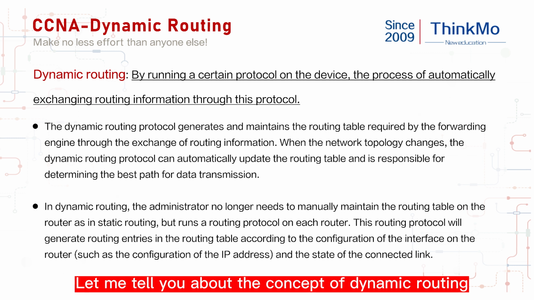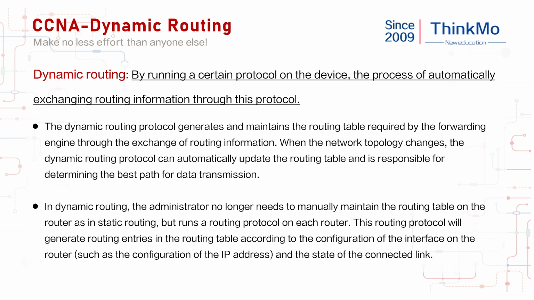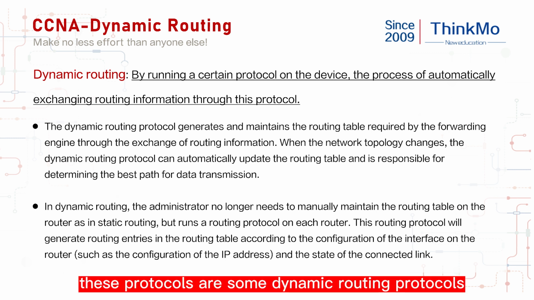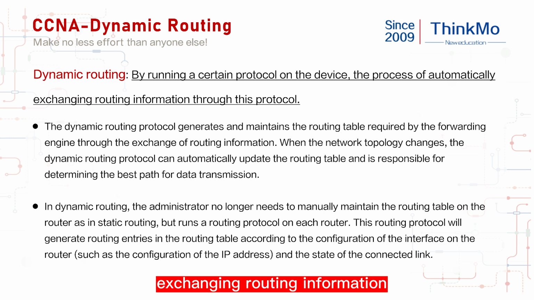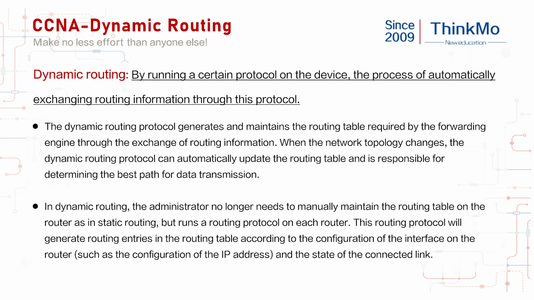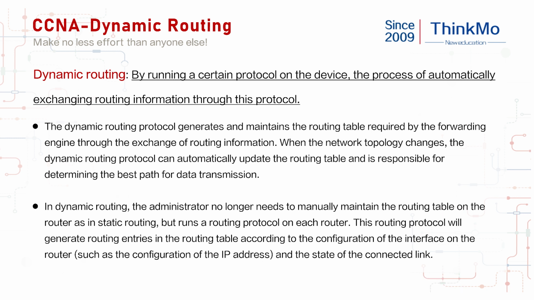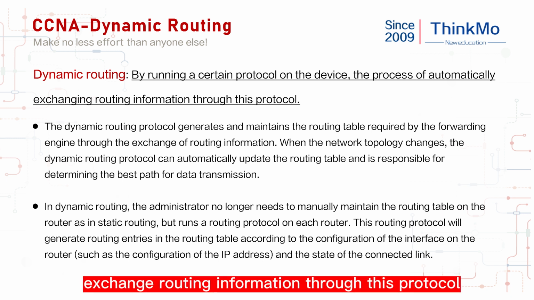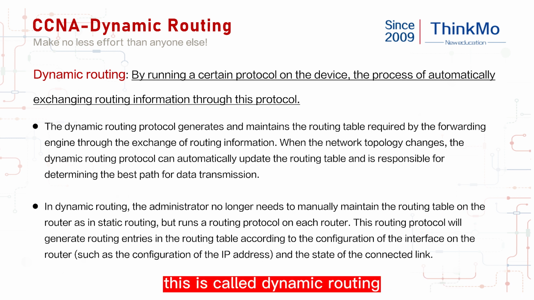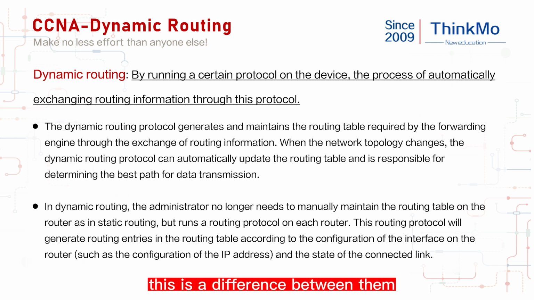Let me tell you about the concept of dynamic routing. By running some corresponding protocols on the device, these dynamic routing protocols automatically exchange routing information. That is, you just need to run some kind of protocol on the device and automatically exchange routing information through this protocol. This is called dynamic routing. There is no algorithm for static routing; it only relies on human configuration. And dynamic routing has an algorithm. This is a difference between them.